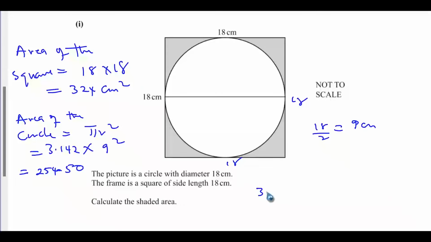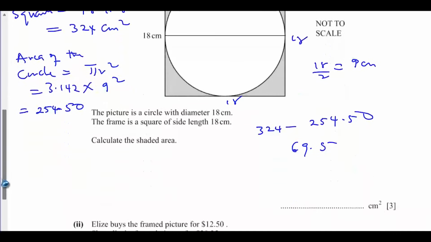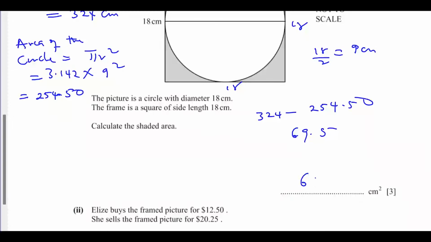So the area of the shaded portion will now be the area of the square, that is 324, subtract 254.50, and that will give you 69.50. That is 69.5 centimeters squared. So that will be the area of the shaded portion.